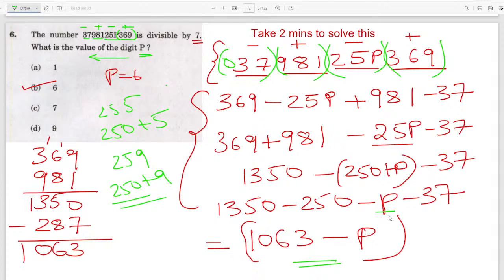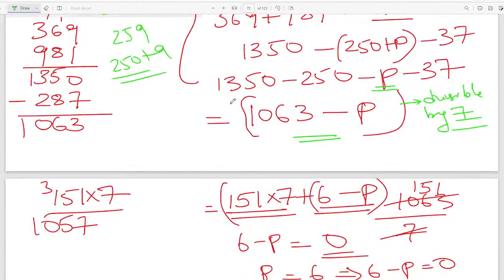p is a single digit number here. So minus 250 minus 37 is minus 287. 1350 minus 287 would give you 1063. So the final number that is there now is 1063 minus p. And this has to be divisible by 7, because they've already told us that this number is divisible by 7. This is the rule for the divisibility of 7. So 1063 minus p should be divisible by 7.